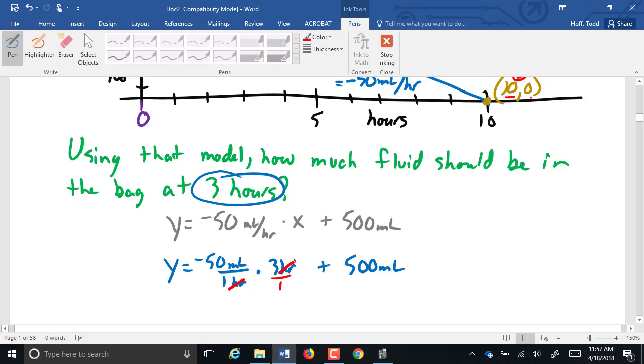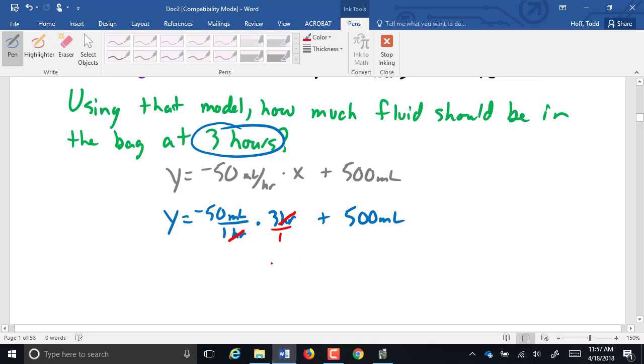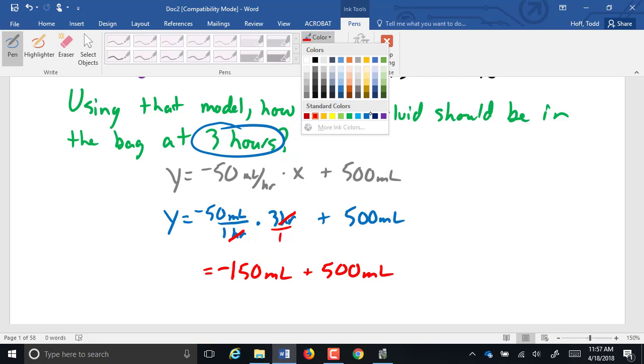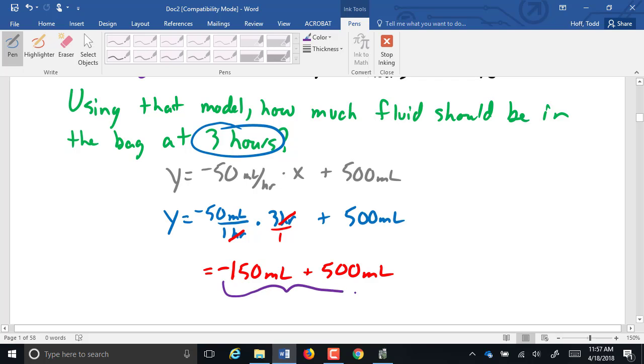And I see that the hours will cross cancel. So negative 50 milliliters times 3, that's just negative 150 milliliters. Add that to the 500 milliliter starting point, we are now at 350 milliliters. So again, I put the units in there just so you can see that the units worked out.